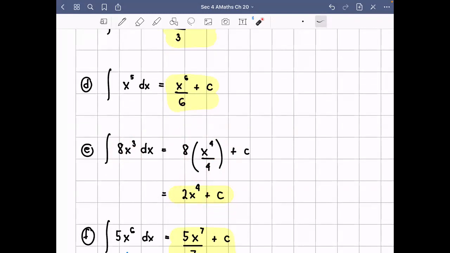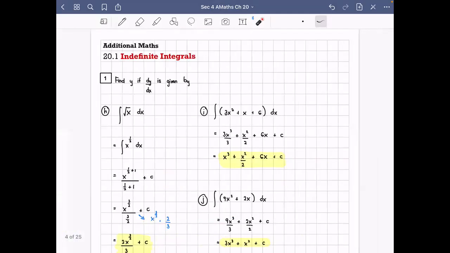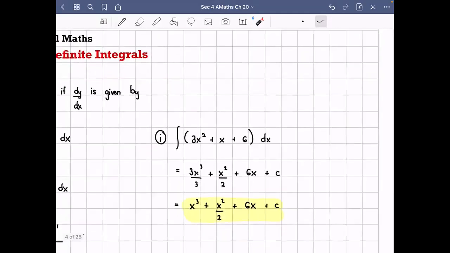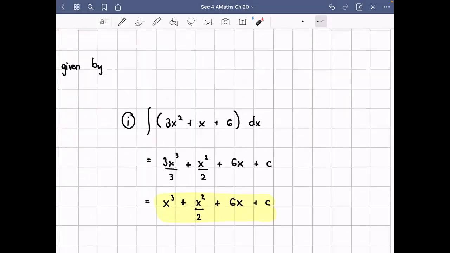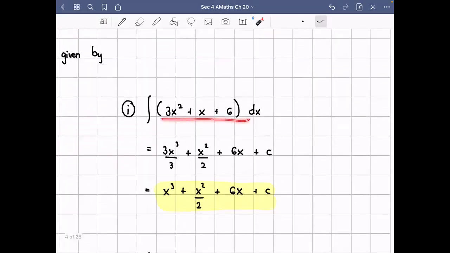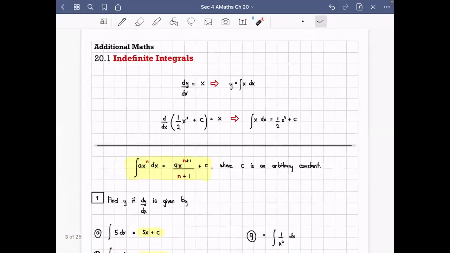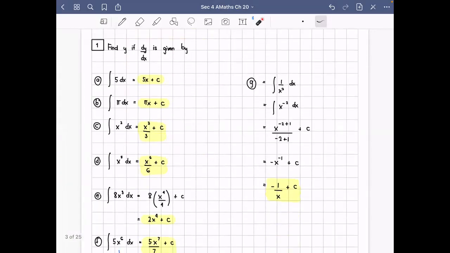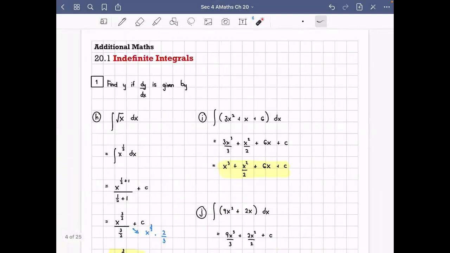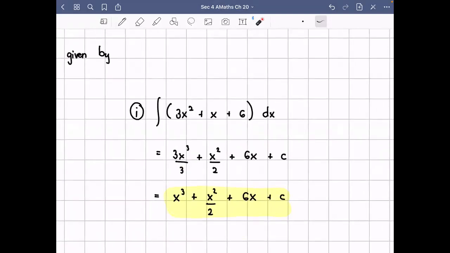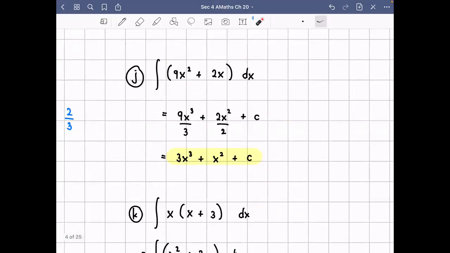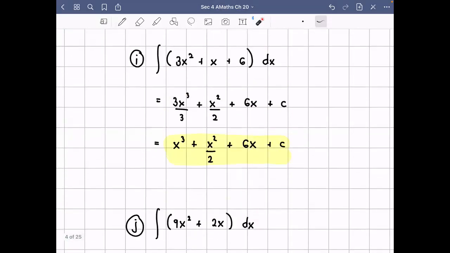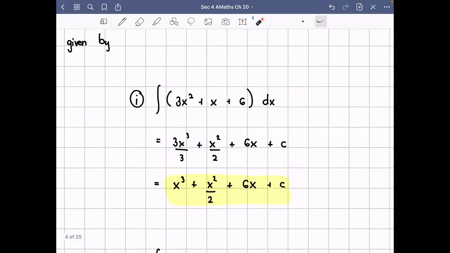Those are the things that we need to go to question letter I. For letter I, we now have an expression that is the combination of everything from letter A until letter H. So let's have letter I. Just a few more examples, and that's it. For letter I, we have the antiderivative of 3x squared plus x plus 6.